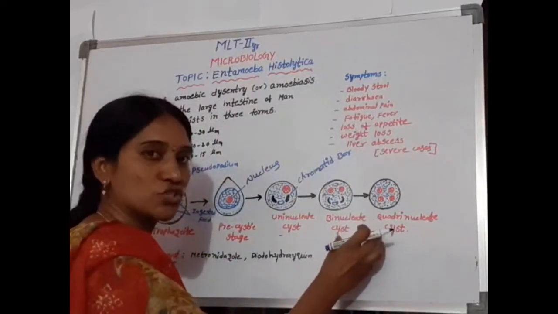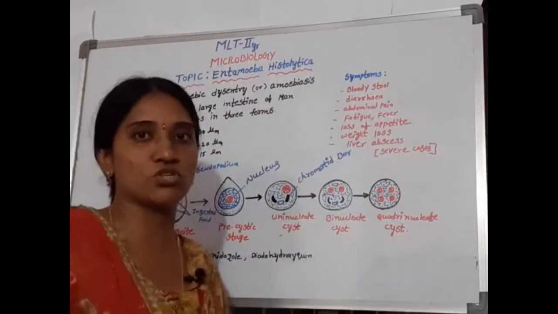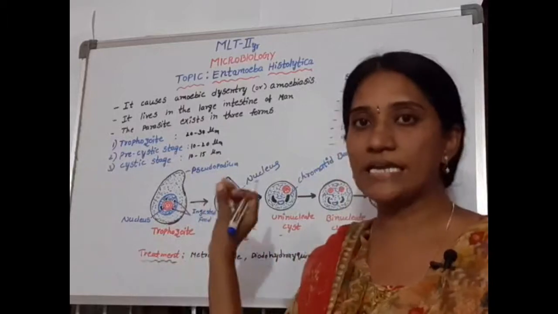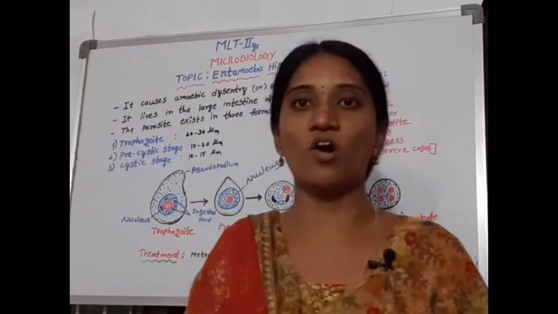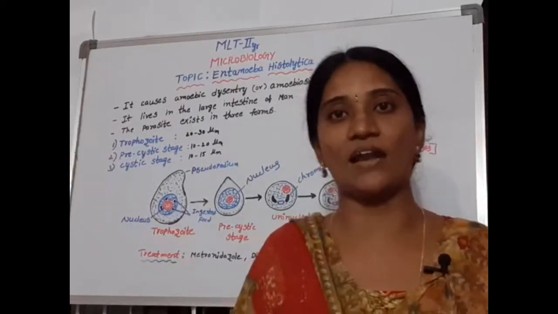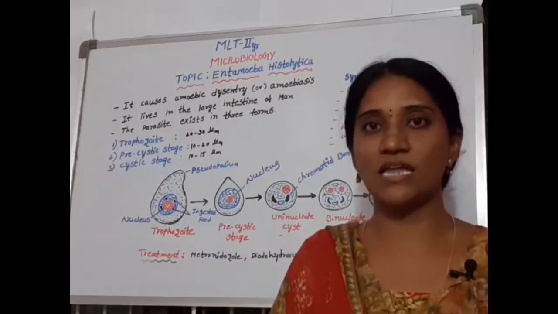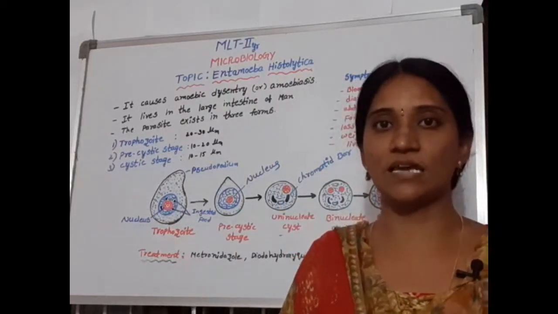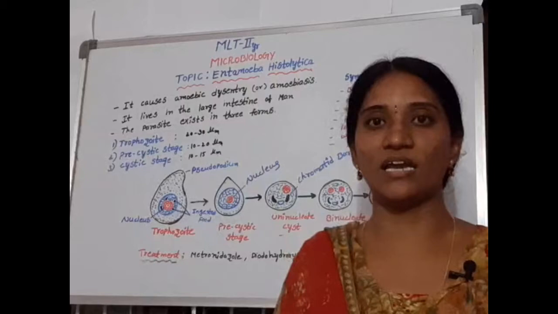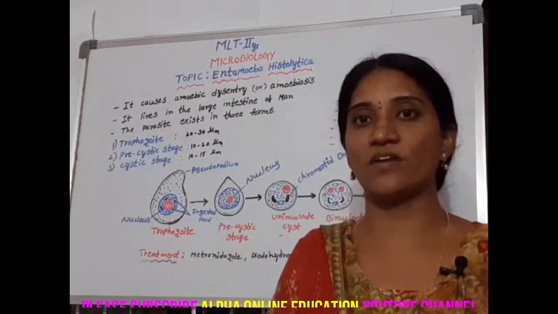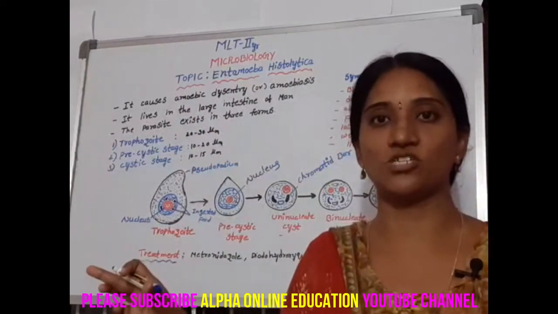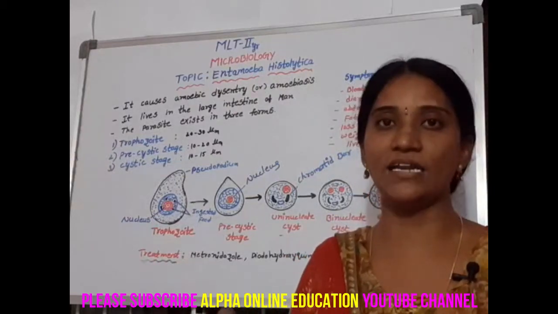Entamoeba histolytica enters the human body through contaminated food and water. The water is contaminated by human fecal matter, meaning digested food and waste materials that enter the water. When we drink unhygienic water, Entamoeba histolytica enters our body and causes amoebiasis. This is the transmission of Entamoeba histolytica: through contaminated food and water.